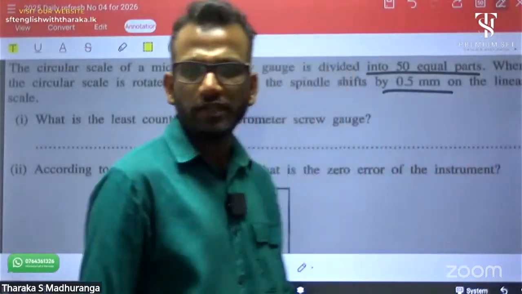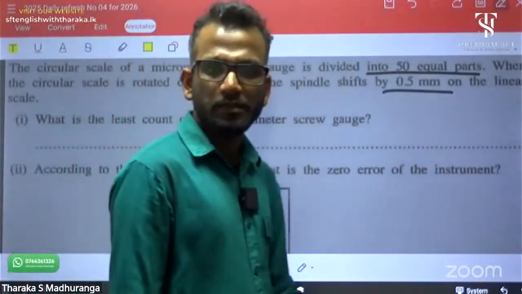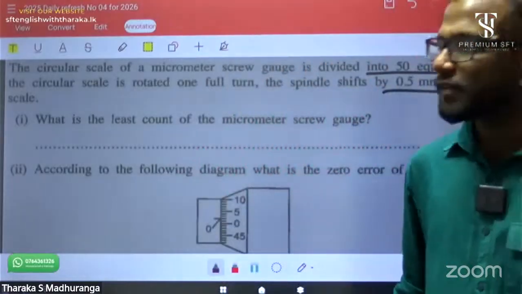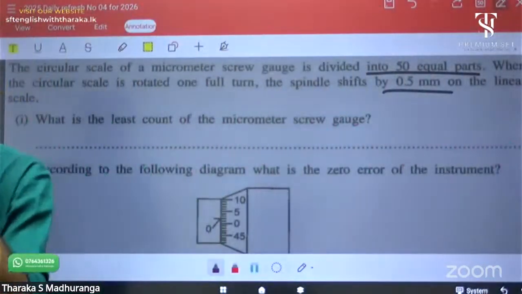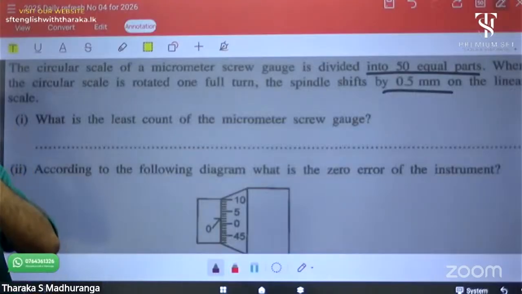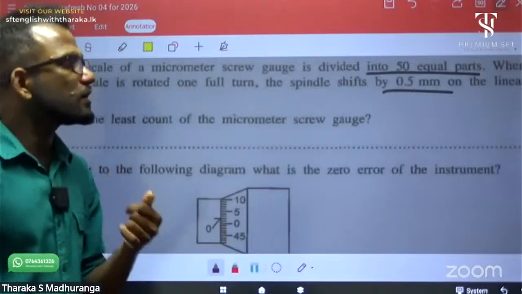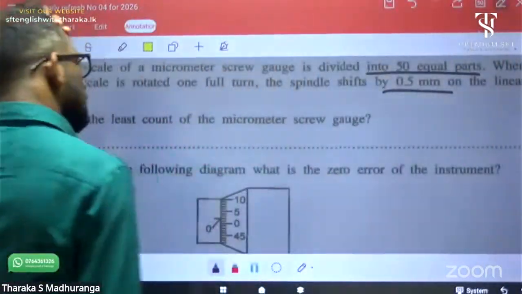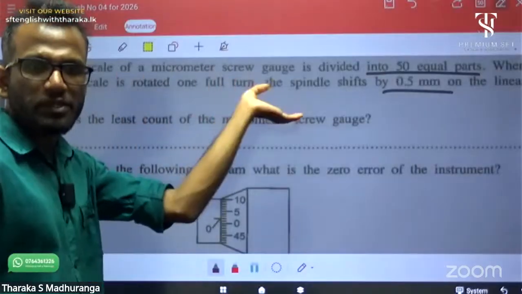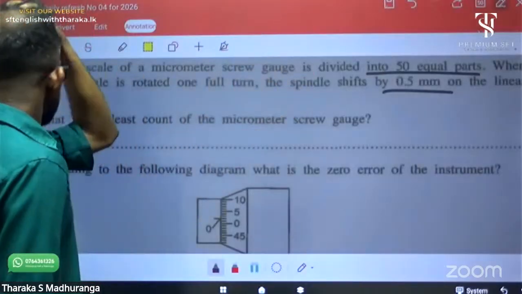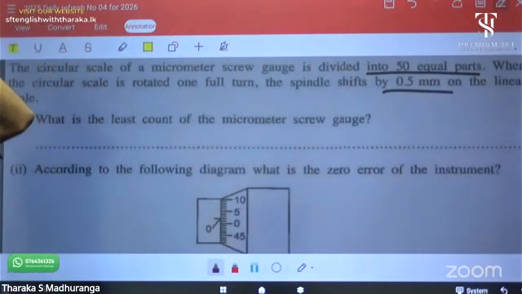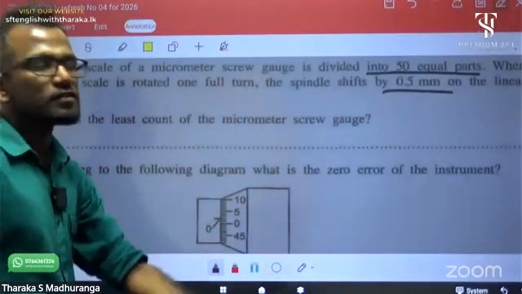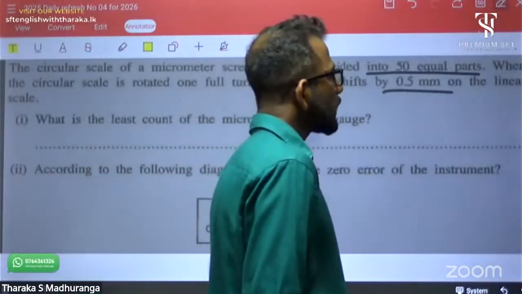What is the meaning of the second sentence? Can anyone tell me? Yes, very good. It is the screw gap or pitch, 0.5. That's the definition of the pitch. When the circular scale rotates one full turn, the distance the spindle shifts is the screw gap.